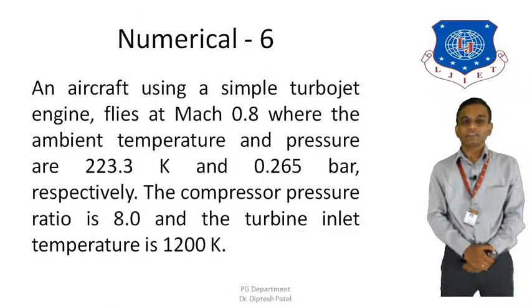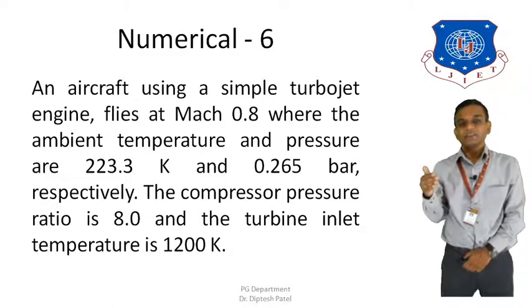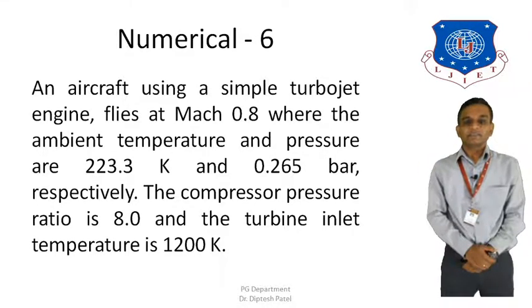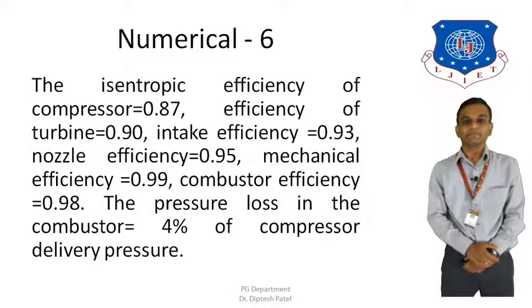The compressor pressure ratio is 8. So the pressure ratio between the inlet and outlet of the compressor is 8. The turbine inlet temperature is 1200 Kelvin. So this is the highest temperature that the jet engine can achieve, and that is 1200 Kelvin.